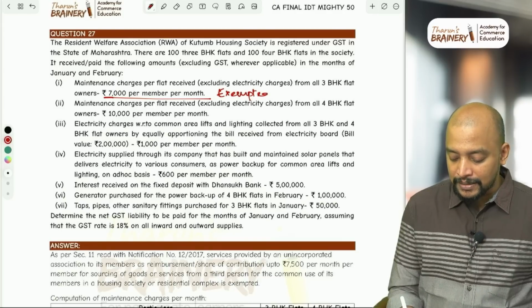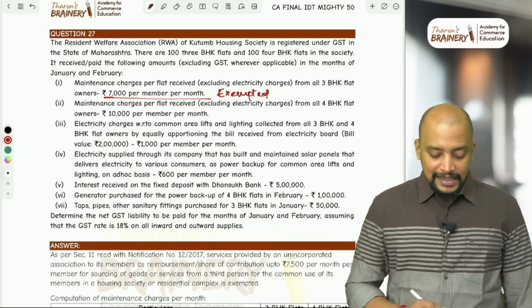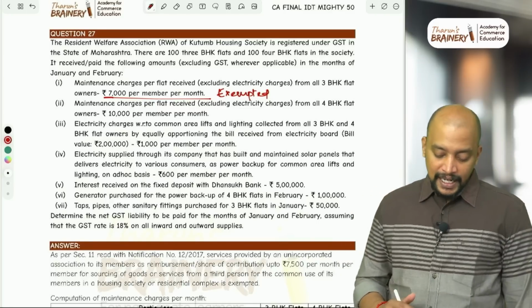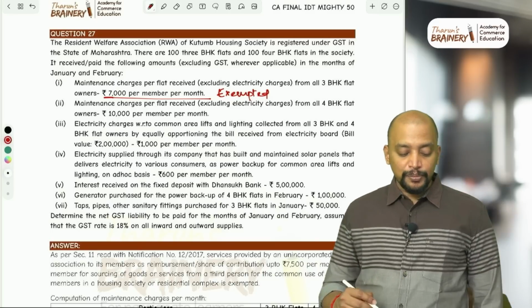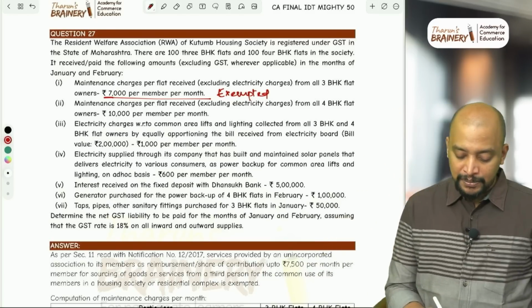So this is exempted. Okay, then maintenance charges per flat received excluding electricity charges from all 4 BHK flat owners, 10,000 per month per member.